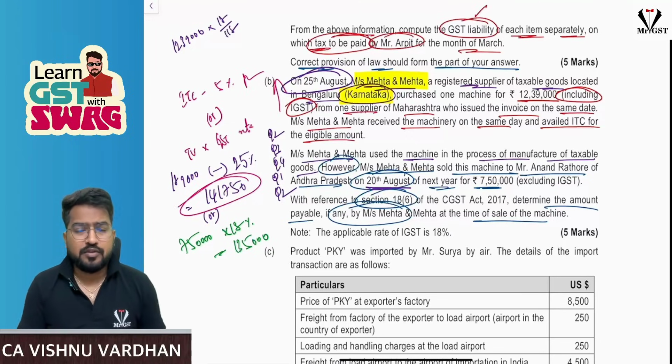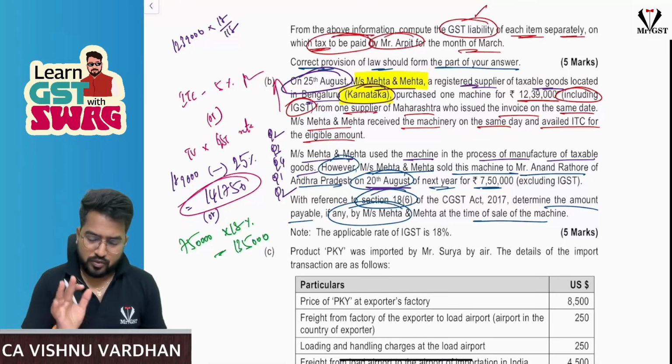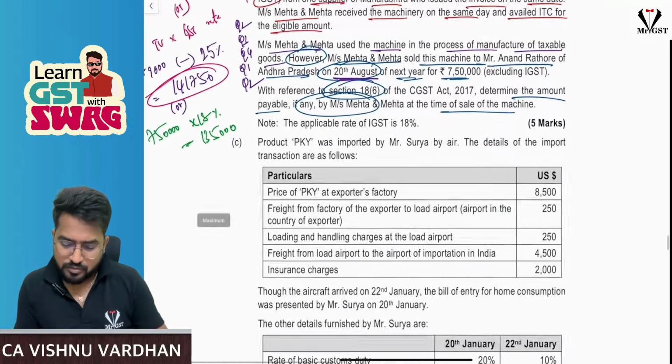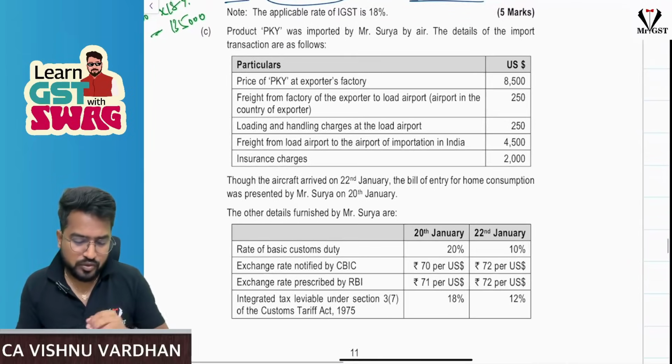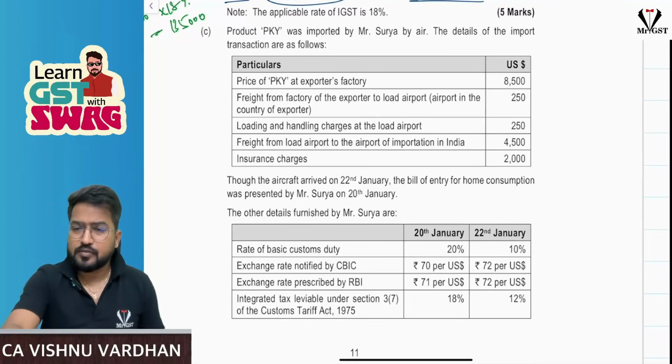1,41,750 is the amount of reversal which they have to do. Okay, so that is the point. So that is question number 2. Next, let us move on to the next question, from customs duty.